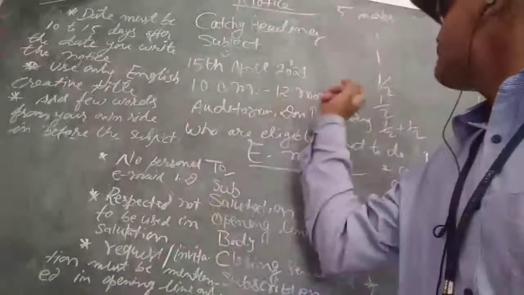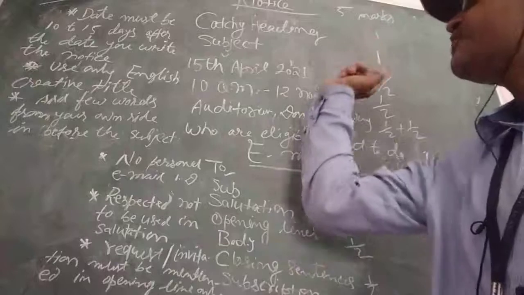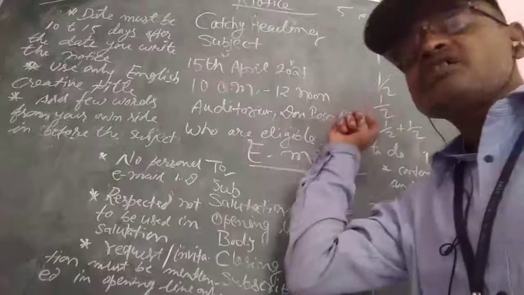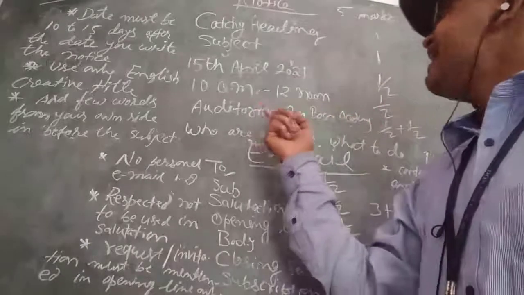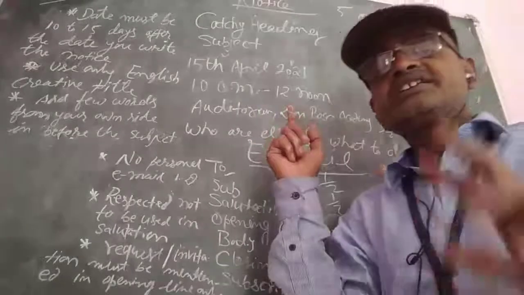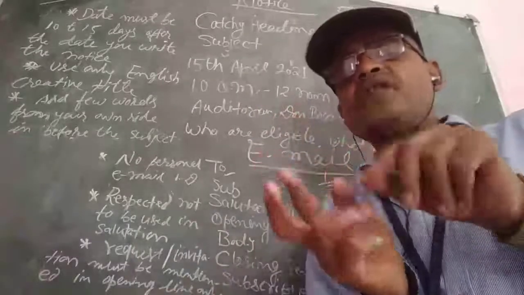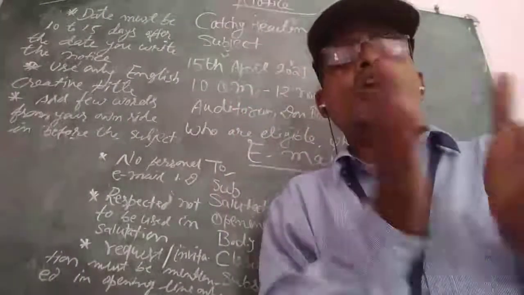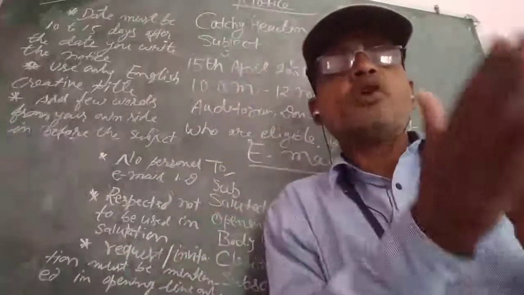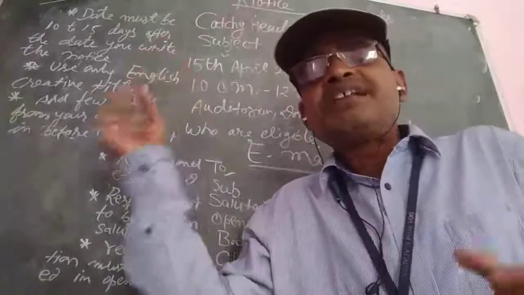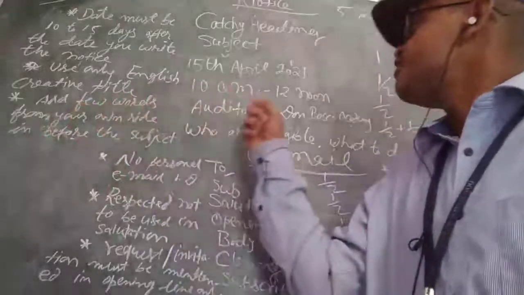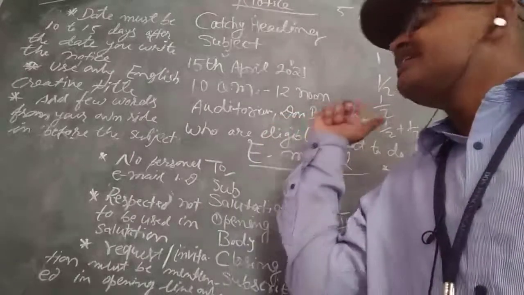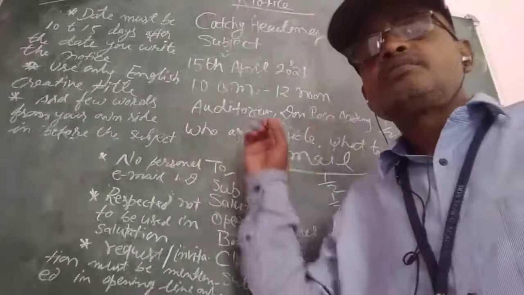This also contains half a mark. So 1 mark for a catchy heading, 1 mark for the subject, half mark for the date, and half mark for the timing. And this is the venue. It contains 2 parts, half and half mark each, meaning 1 mark. So here you'll write from a small place to a big place: first the small place, comma, then the big place. See, here I have written auditorium, comma, Don Bosco Academy. Then we have got 4 marks.